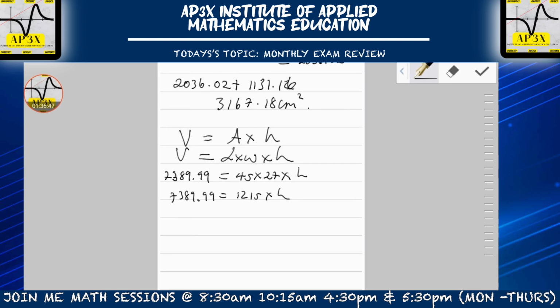So to find h, which is going to be the height of what was poured into the cuboid, that's going to be 7,389.99 divided by 1,215. That's equal to h. This paper is definitely a challenge, and it's a paper that requires you to think. Maybe, just maybe, I might have set the question a little bit above average, maybe a little too challenging for my students. But then again, it's complete preparation for CSEC. We want to be completely prepared, completely rounded, and completely exposed.